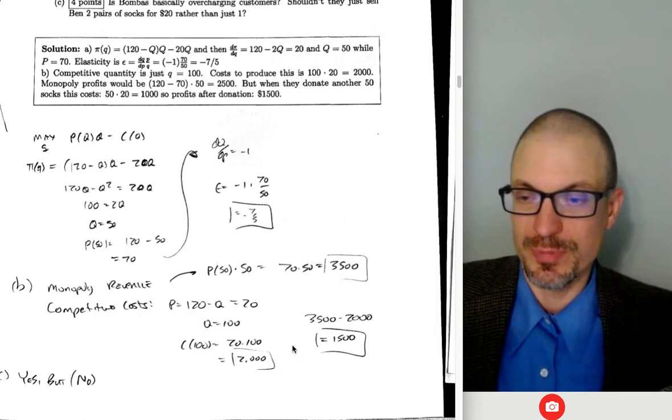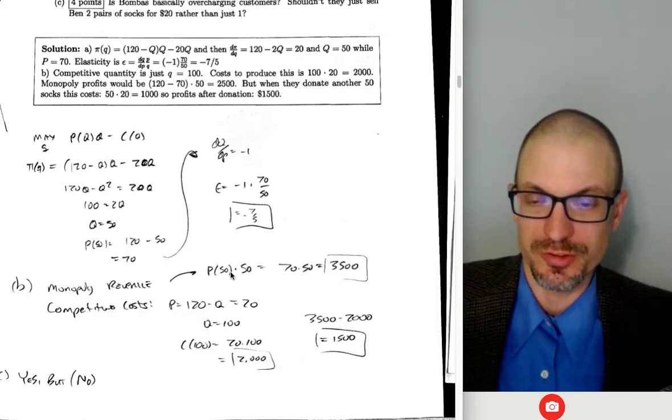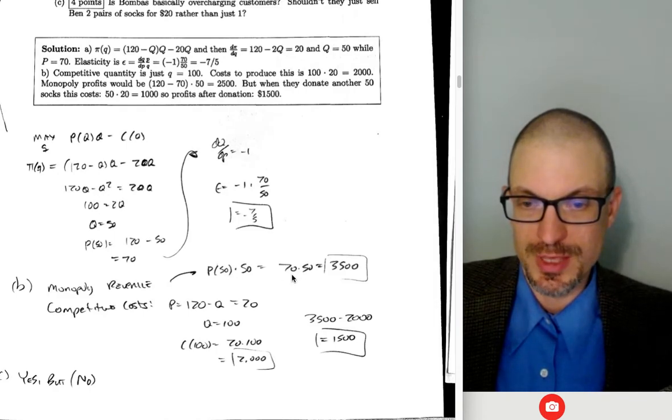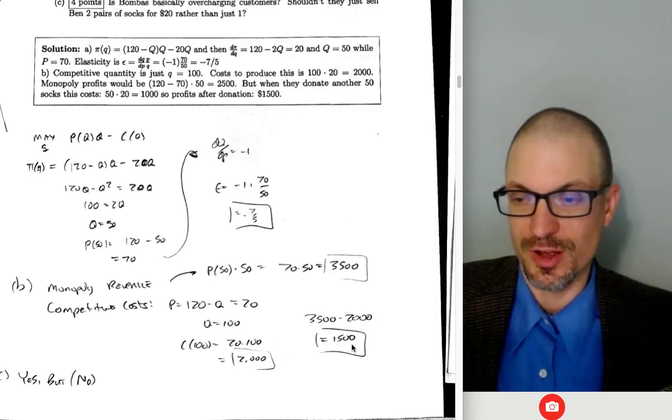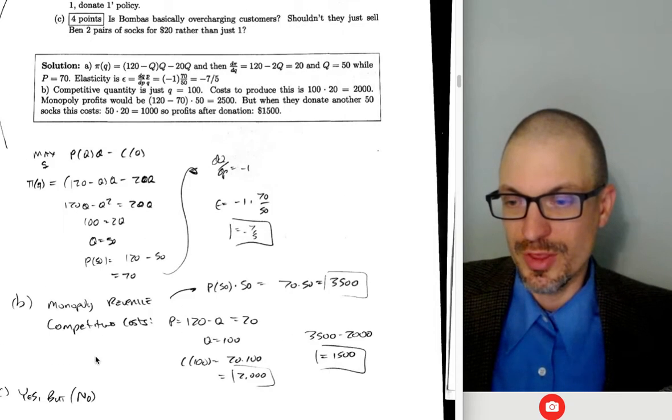All right, now we've got to compute our monopoly revenue, but our competitive costs. So our monopoly revenue is going to be 3,500, right? 70 times 50. Our competitive costs, the cost of producing 100 units, is going to be 2,000. So 3,500 minus 2,000 is 1,500, right? Are they overcharging me?